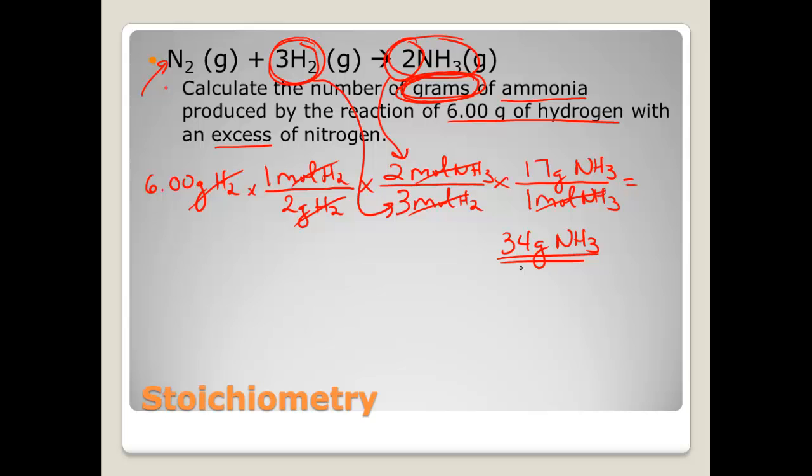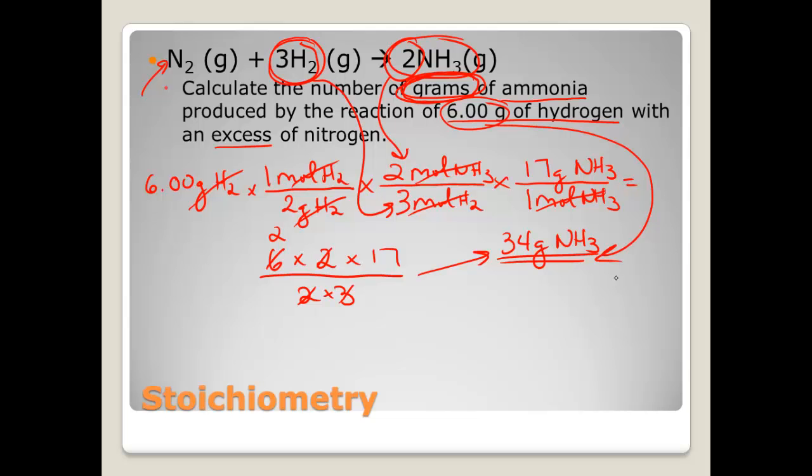How to get 34 grams? Well, 6 times 2 times 17 divided by 2 and 3. 2's cancel out. 3's, this comes out to be 2. So 2 times 17 is 34 grams of ammonia. So if I started with 6 grams of hydrogen, it will produce 34 grams of ammonia.